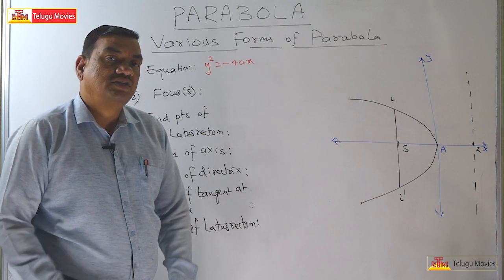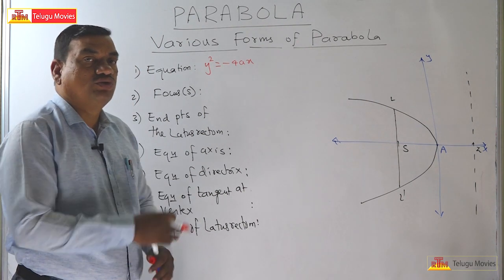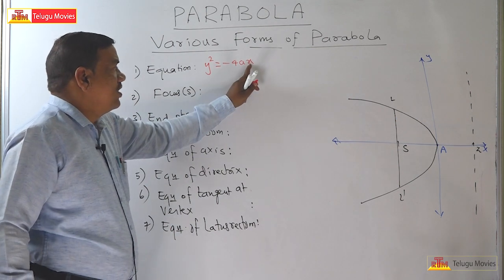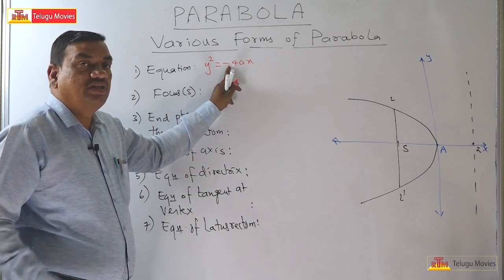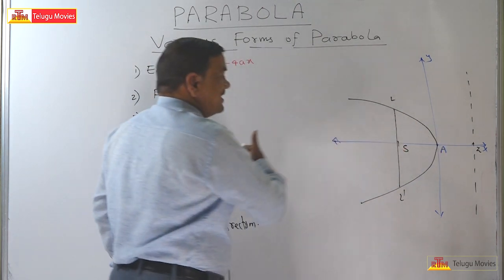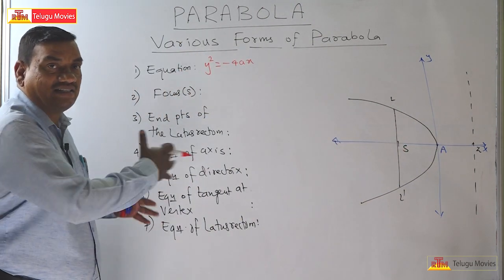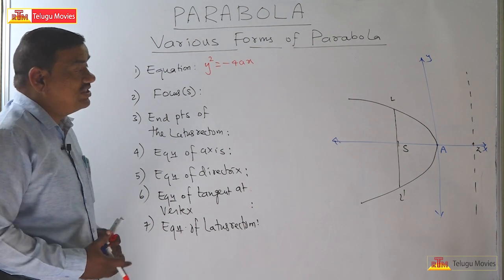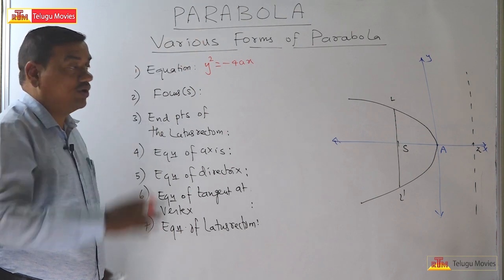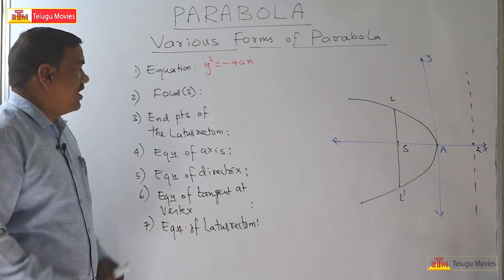Previously it was y square is equal to plus 4ax. A short trick to remember is, see here, the x coefficient is minus 4a. That means minus x, that means it will be on the minus x-axis side. So this curve is called open leftward. Previously it was open rightward. Okay, now let us see one by one.